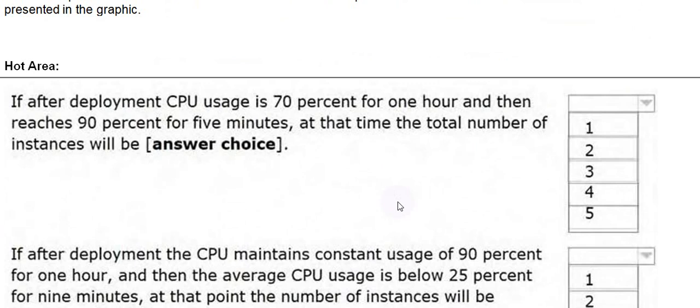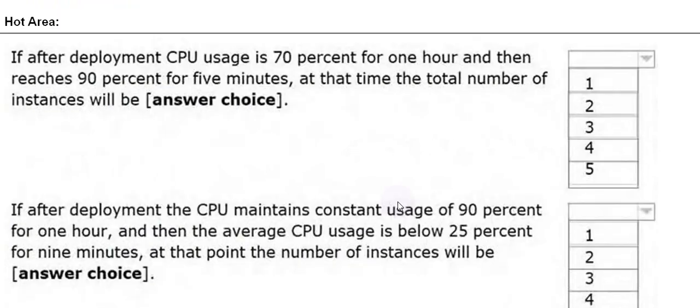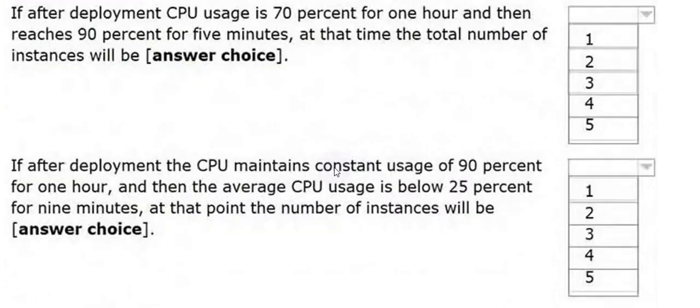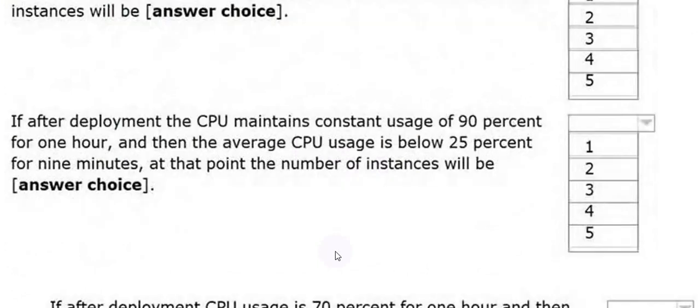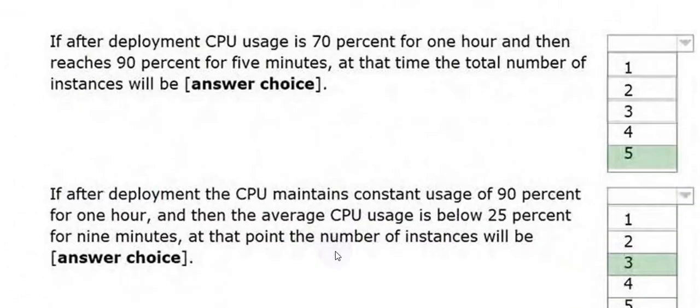This is the table for: if after deployment CPU usage is 70% for 1 hour and it reaches 90% for 5 minutes, at that time the total number of instances will be. And this is the table for: if after deployment the CPU maintains constant usage of 90% for 1 hour and the average CPU usage is below 25% for 9 minutes, at that point the number of instances will be. This is the correct answer.